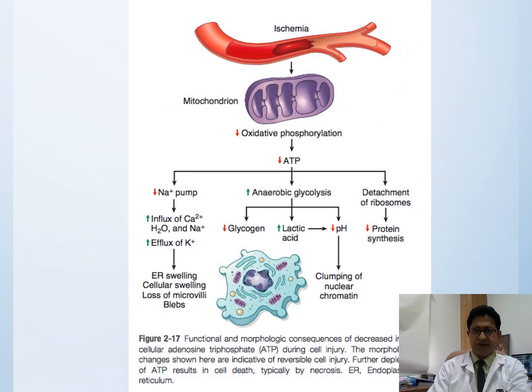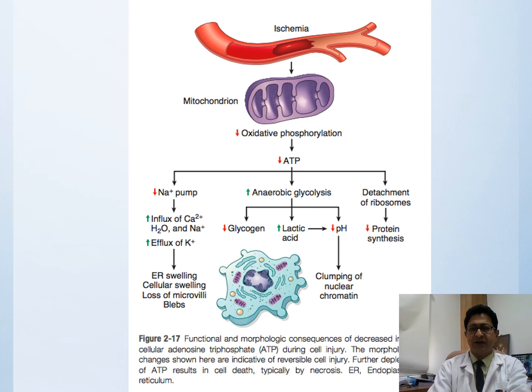And here when you look into this picture, whenever there is an ischemia, due to the lack of blood supply, sometimes the cells suffer from this kind of stress. So whenever there is an ischemia or hypoxia, naturally there is some kind of stress on the most important organelle of the cell, which is called mitochondria, wherein you see that there is a decreased oxidative phosphorylation. So whenever there is a decreased oxidative phosphorylation, you see various kinds of changes that occur in the cell.